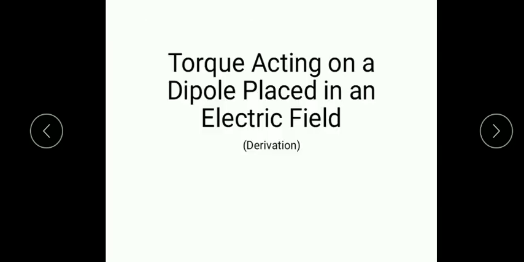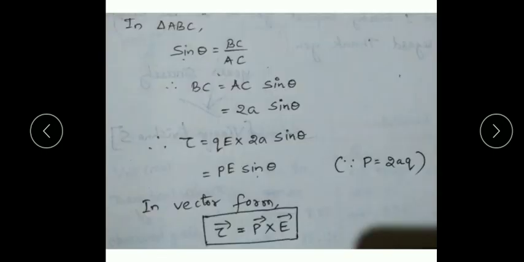This is all about the torque acting on a dipole placed in an electric field, the derivation. So the final equation is tau equals P cross E. This is what the total derivation is. You can read it once again, you can write it, you can make notes. It is also important.